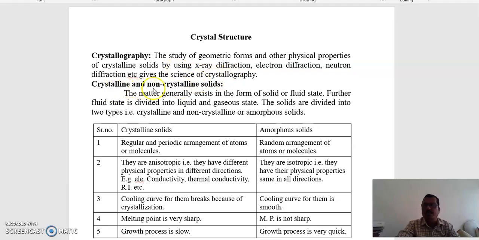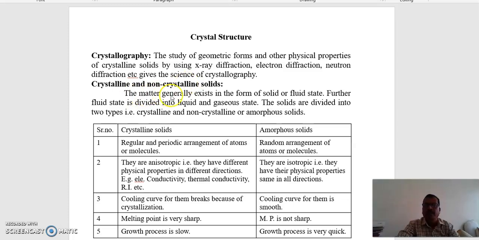First we see about crystalline and non-crystalline solids. What is meant by crystalline solids and non-crystalline solids? These non-crystalline solids are also known as amorphous solids, in the form of powder.